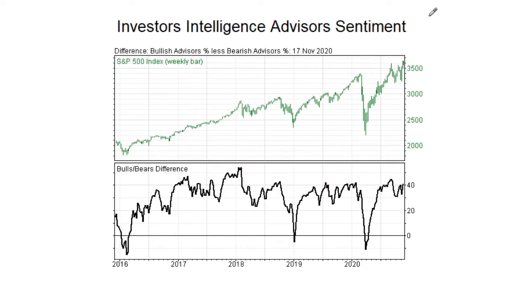And I've told you in the past, I use the Investors Intelligence sentiment numbers. It's their advisors' sentiment. So they're looking at how many advisors are bullish or bearish. And so normally this 40 level is pretty important. If you get above the 40 level, it tends to be a little bit of a headwind for the market. It's just a little bit more difficult when that many people are bullish.